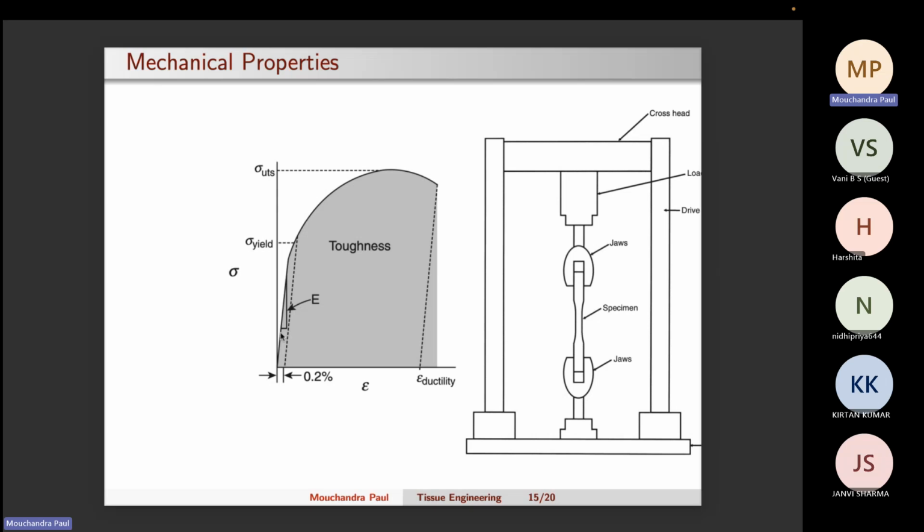And the elasticity can only be seen in this linear region. The stress is proportional to strain. So whatever strain that you're applying to the material, an equal amount of stress is experienced inside the material.